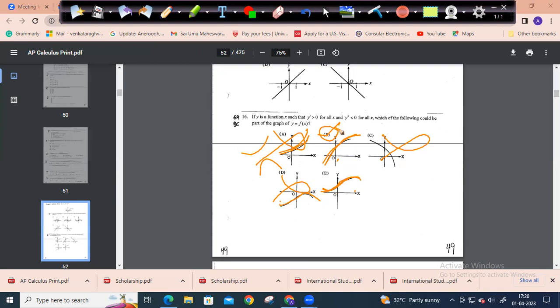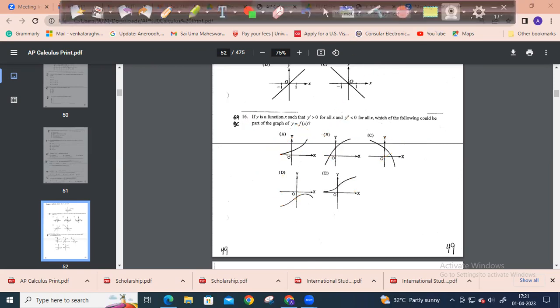The only option satisfying both of your conditions, where f dash x is greater than 0, that is where the function is increasing, and f double dash x less than 0, where the function is concave down, is option B, B for Bangalore. That should be your wonderful answer. So the answer for the 16th question is B for Bangalore.